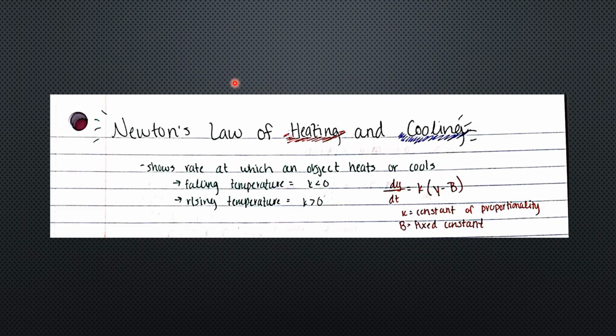Newton's law of heating and cooling. This law shows the rate at which an object heats up or cools down. We have a formula for it. It's a differential equation. It's dy over dt equals k times y minus b. K represents our constant of proportionality, and b is our fixed constant. When k is less than 0, we know that the temperature falls, and when k is greater than 0, we know that the temperature is going to rise.